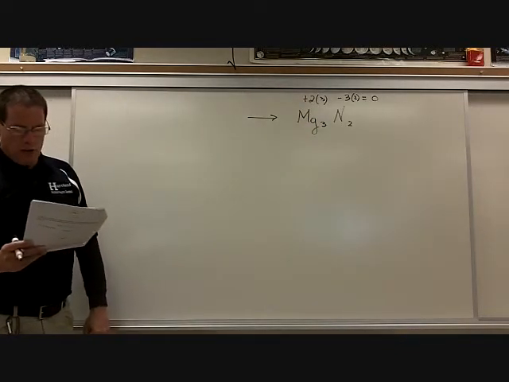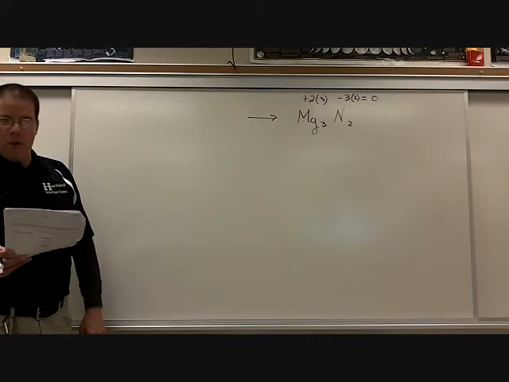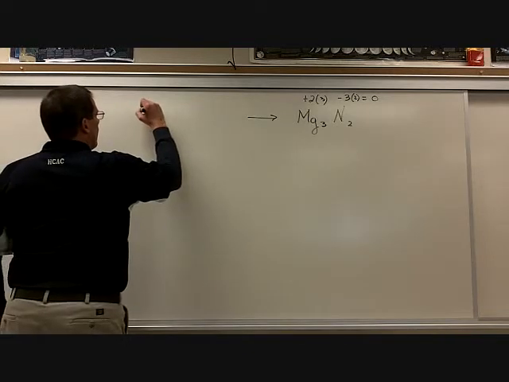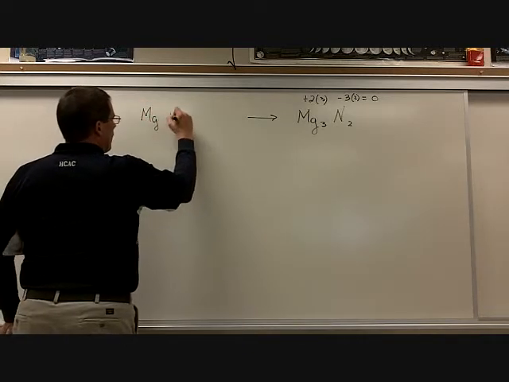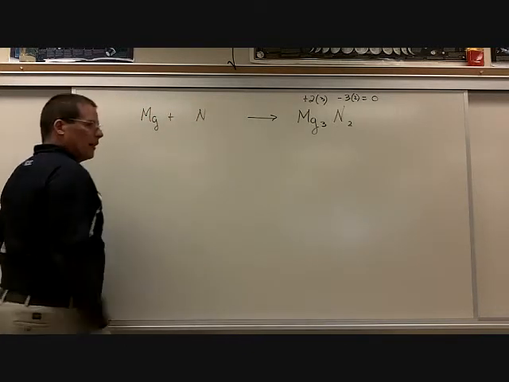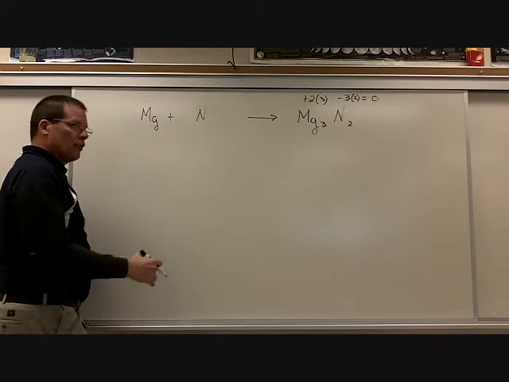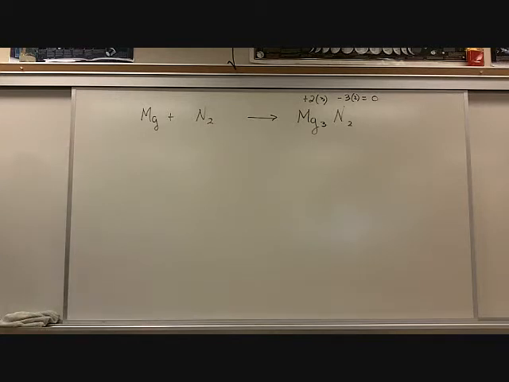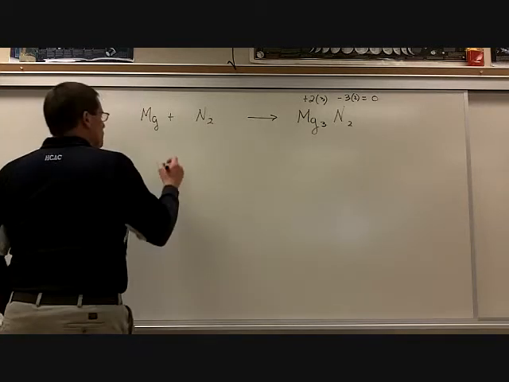So it says write and balance the equation for the formation of magnesium nitride from its elements. So what makes up magnesium nitride? Magnesium and nitrogen. Do I leave it like that? No, because nitrogen is diatomic. So you just add a 3 in front of the energy? I don't know, let's see.